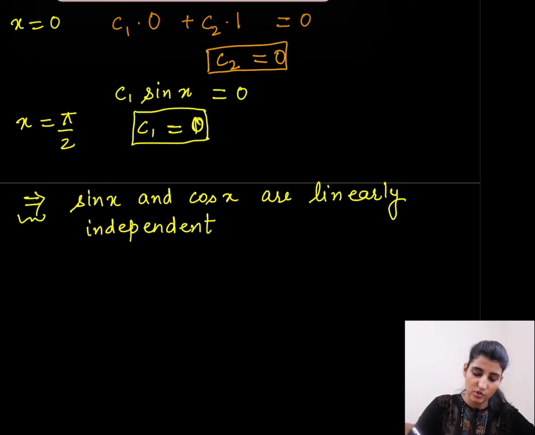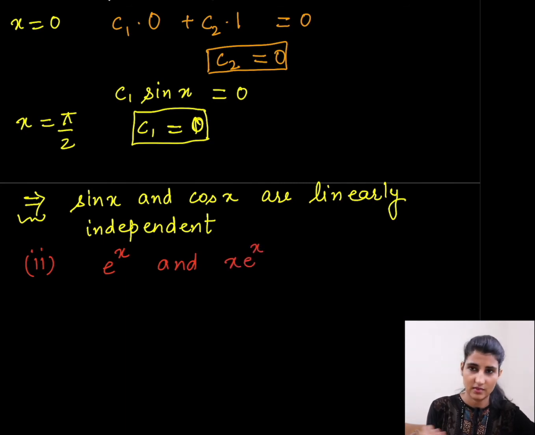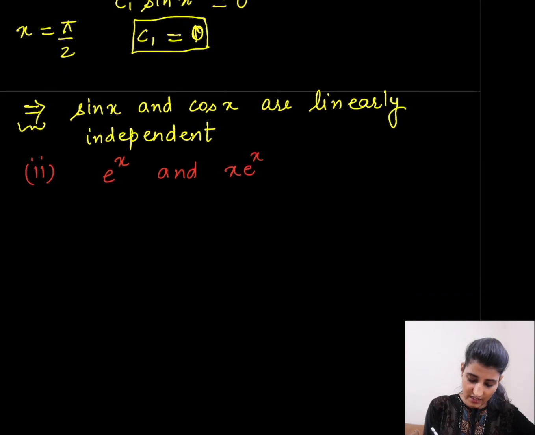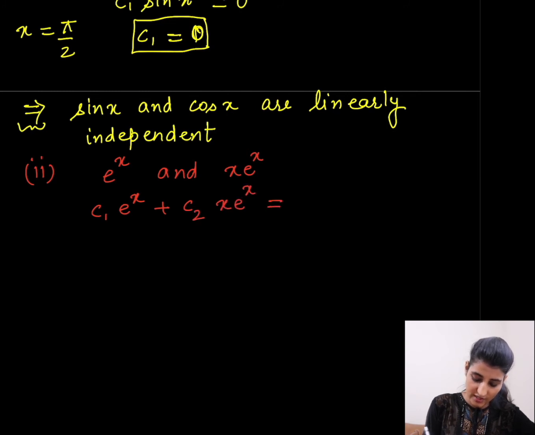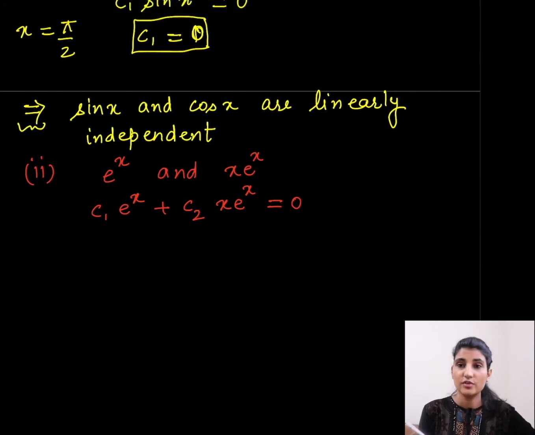Let's see one more example. Say e to the power x and x times e to the power x. The technique is the same. We set a linear combination c1 e to the power x plus c2 x e to the power x equal to 0, and if we can prove that c1 and c2 are equal to 0, then these two functions are linearly independent. Okay.